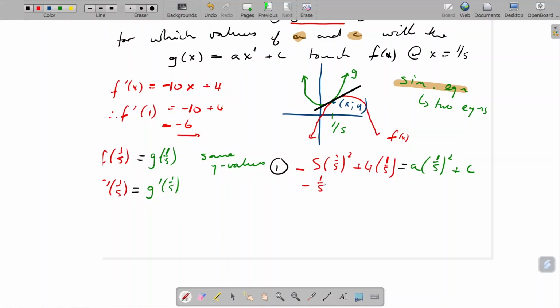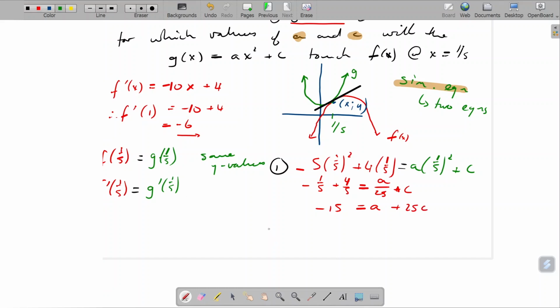So we can have a look at it quickly. What am I going to get? I'm going to get, therefore, minus 1/5 plus 4/5 equals a over 25 plus c. So that's 3/5. If I times through by 25, I'm going to have minus 15 equals a plus 25c. I hope everything's correct at this point in time.